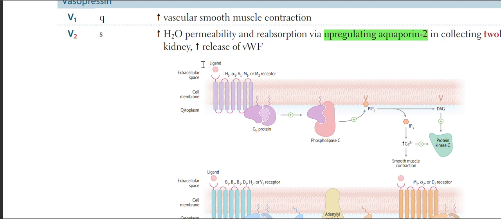Sometimes they might also tell you that we gave the patient some kind of medication which activated phospholipase C. So what would be the next molecule that is produced? That would be IP3. So it's more of a memorization thing that they ask.